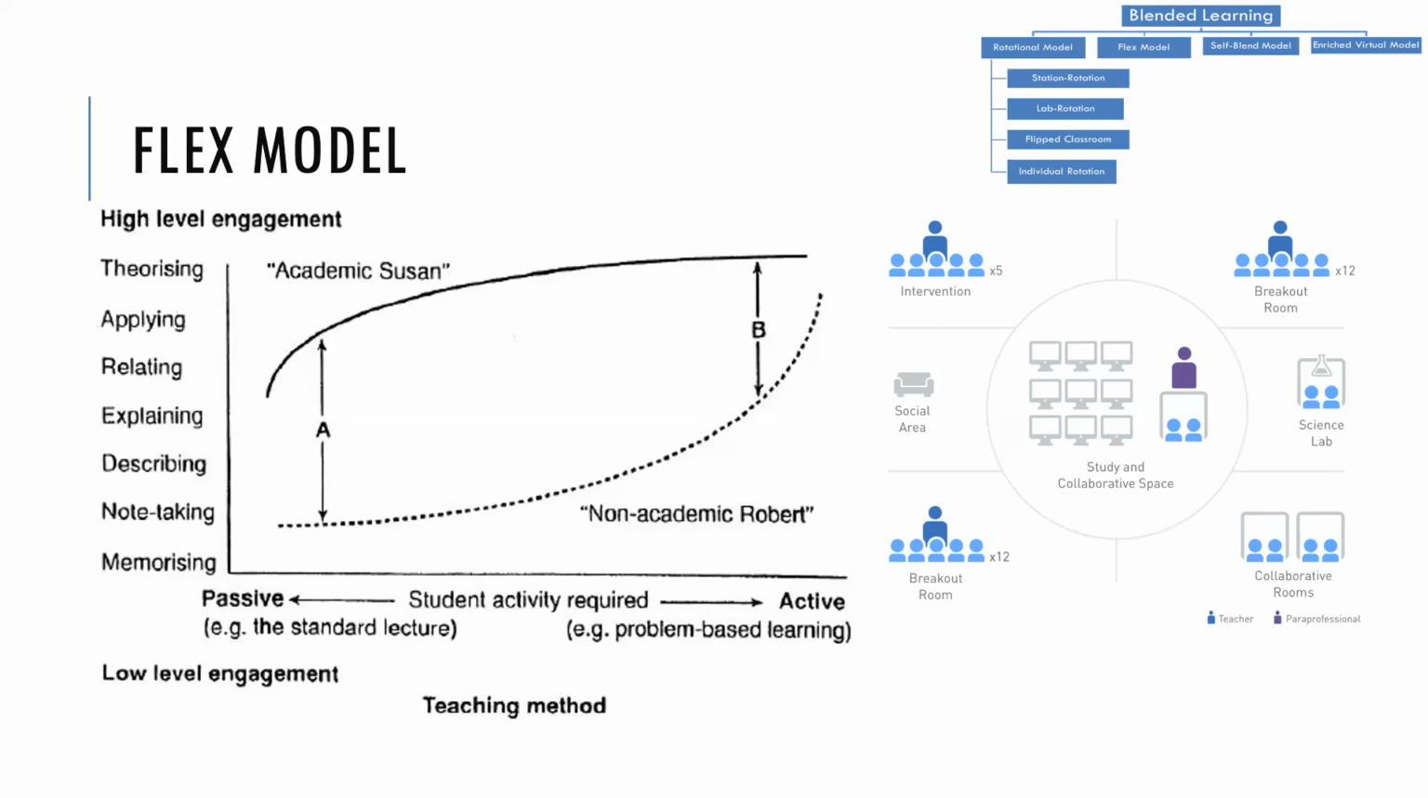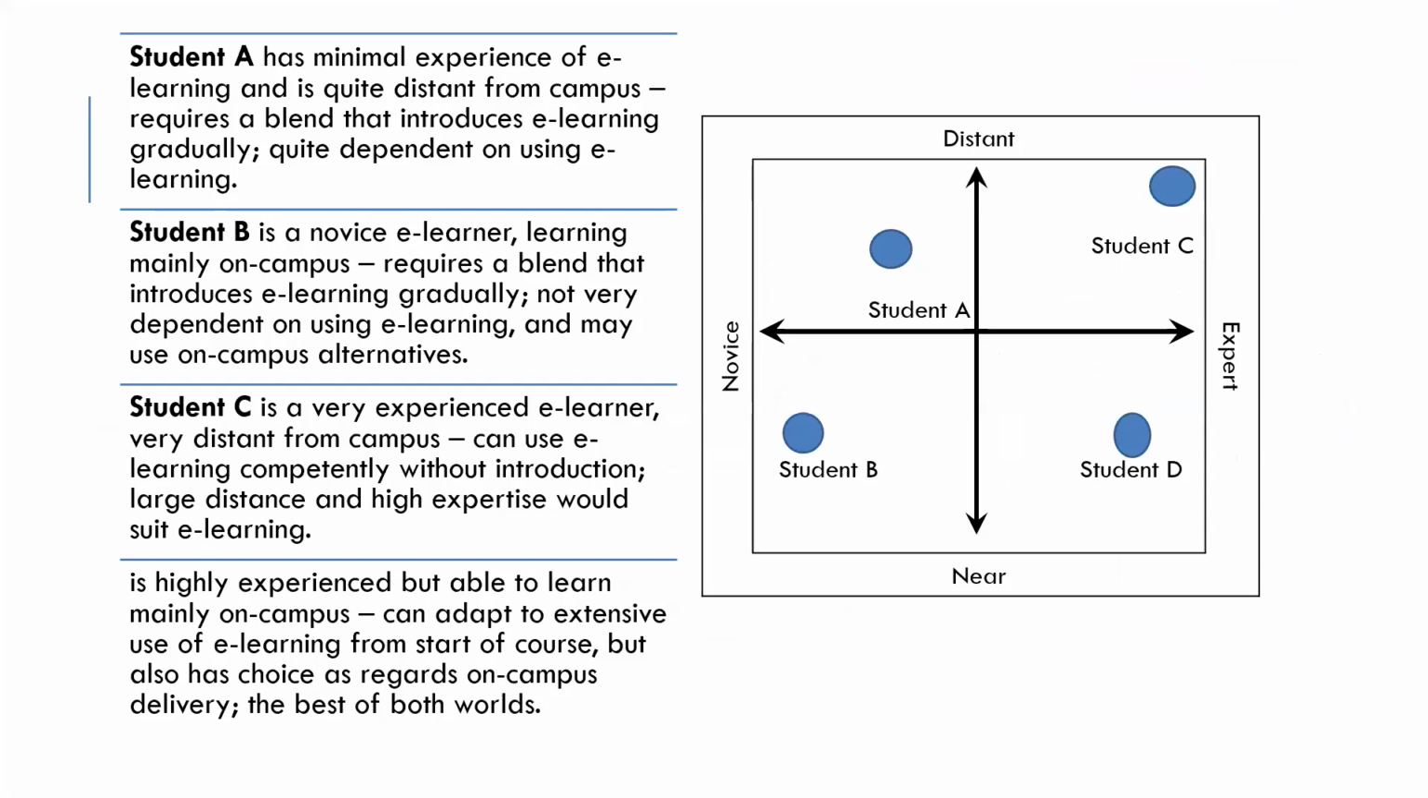But there are tricks and ways of doing this and making the class interesting and making the students, even the ones who are very quiet, like a Robert, very involved. But with the understanding that when you create these virtual and blended activities and exercises, the students are in different settings, right? Student A does not have a great deal of insight into e-learning, and is dependent on it, he needs the e-learning, but is not usually very good at it. Student B is a novice at that, but is on campus, not dependent, and can get alternatives.